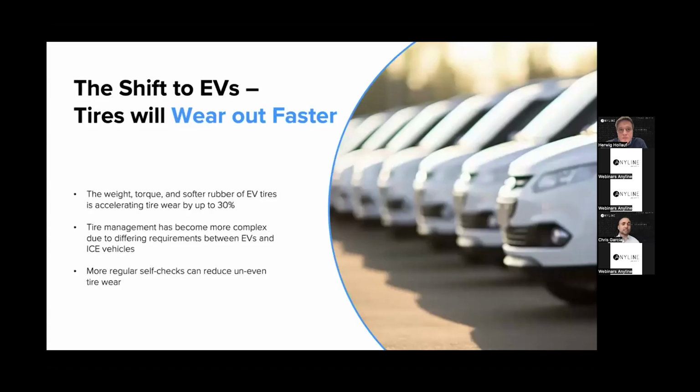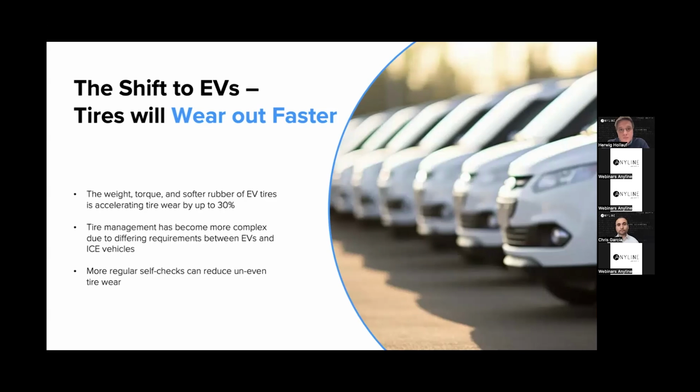It's no surprise to anybody on this call, but it's the shift to EVs. And globally, we see it much faster in some markets as opposed to others. But what does that really mean? So what? If I'm moving my fleet today, and we all have goals for this move to EVs, what we know is tires with EVs, in addition to the torque and simply the actual materials used, it's a softer rubber for those tires, is actually accelerating wear by up to 30%.